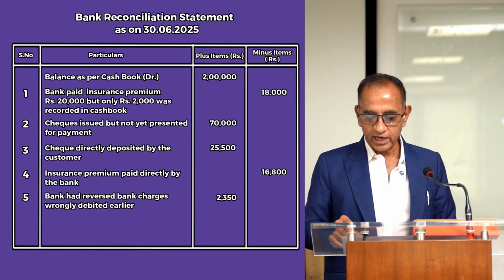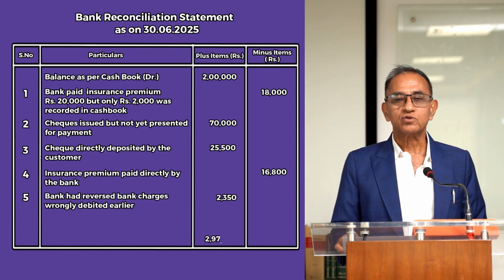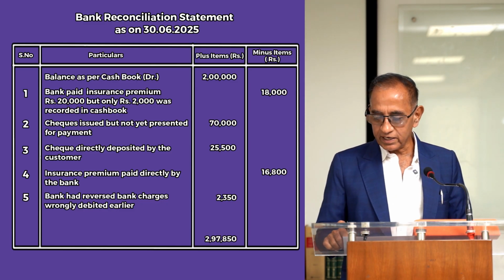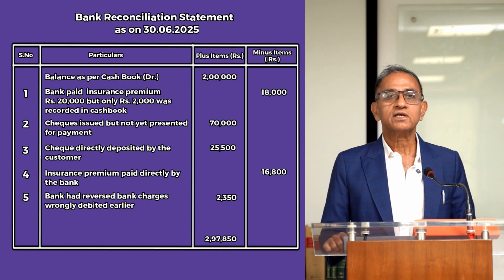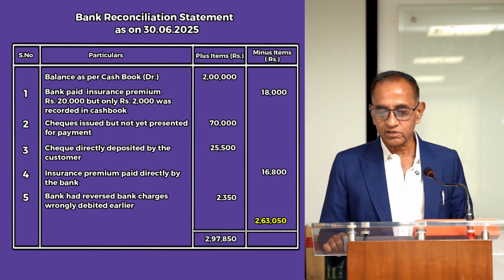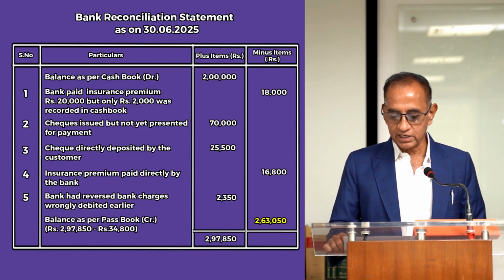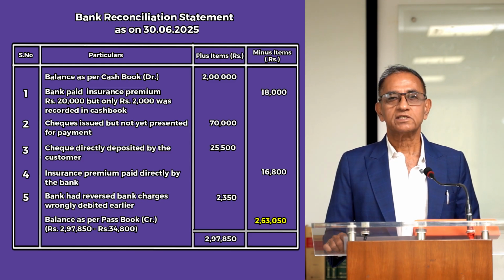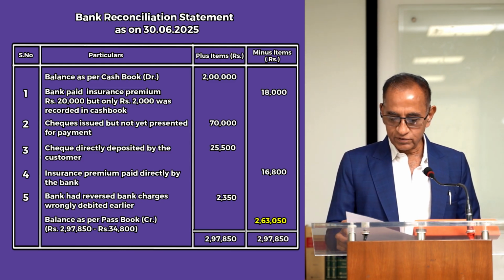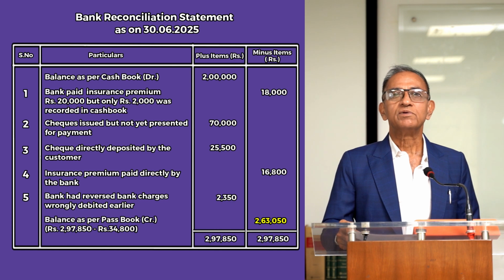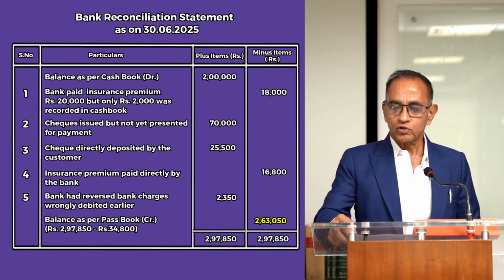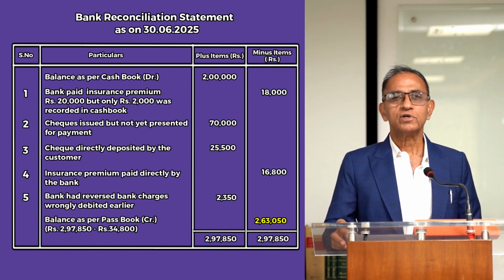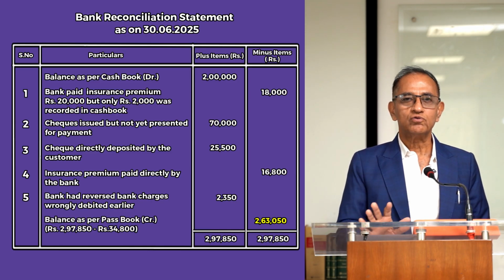Now what I do is I take the total of all the plus items. It is 2,97,850 and I calculate the balancing figure. The balancing figure is 2,63,050 rupees. This is the balance as per passbook. That means this is the balance as per passbook, and once this is tallied, my bank reconciliation statement is prepared. So in the bank reconciliation statement, there is no change in the concept, the science or the rules. We are persisting with the same bank reconciliation concept and system. The only thing we have changed is the presentation.